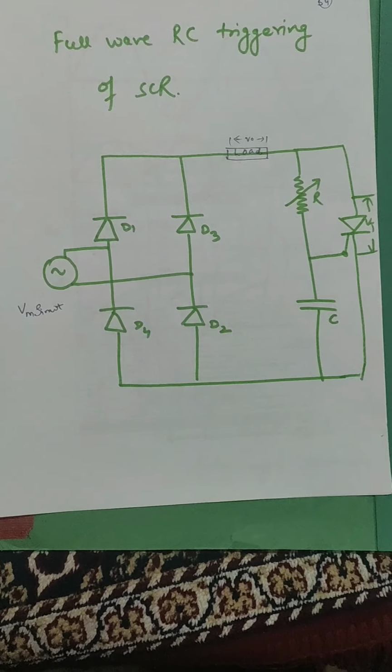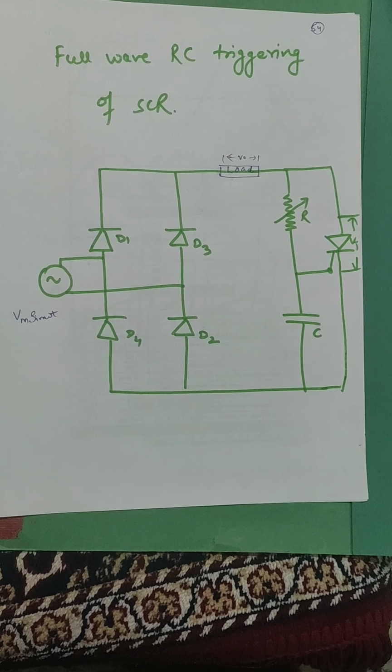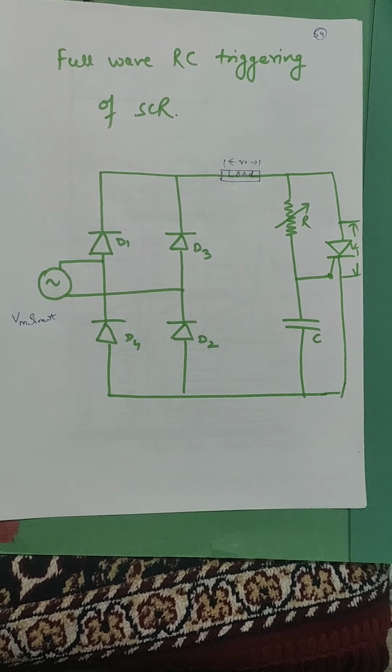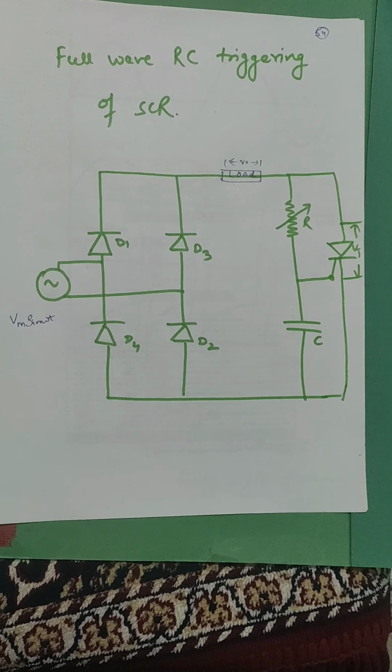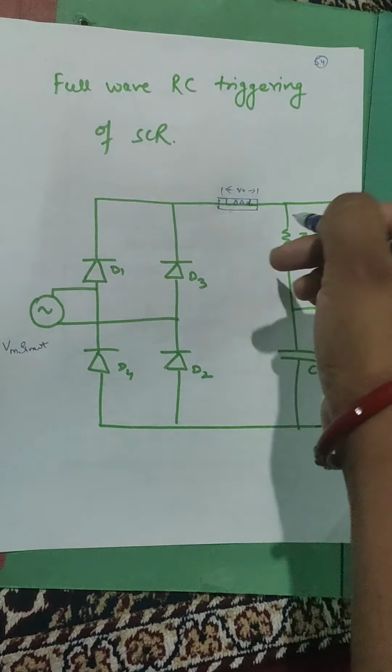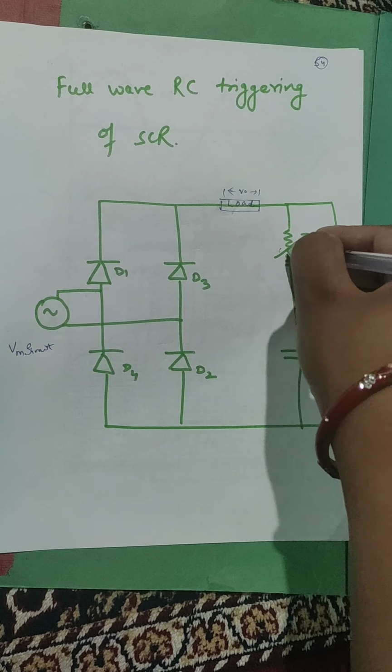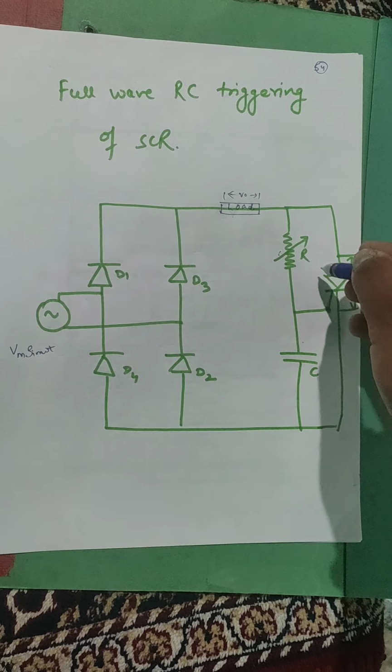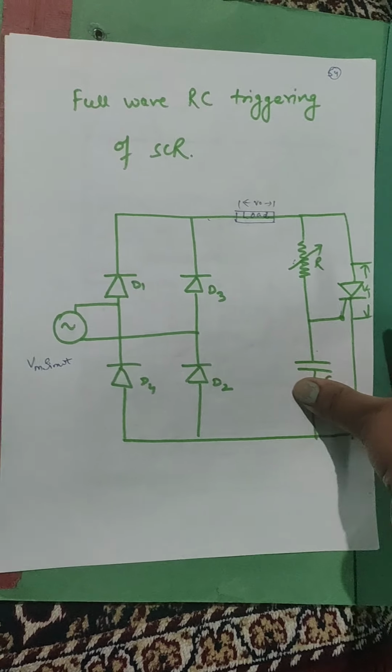This is the circuit for full wave RC triggering. Here are D1, D2, D3 and D4. Vm is the input voltage. This is R for the firing angle, C is the capacitor, this is the thyristor, and this is the load.